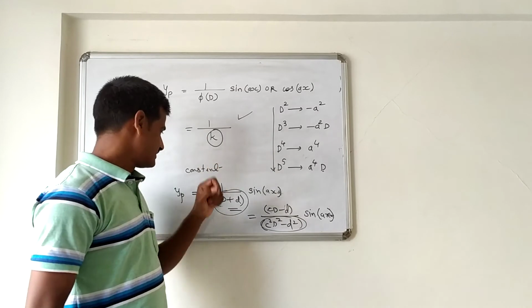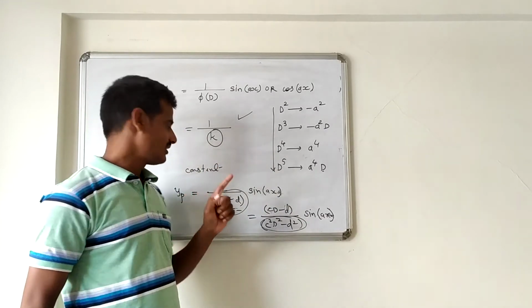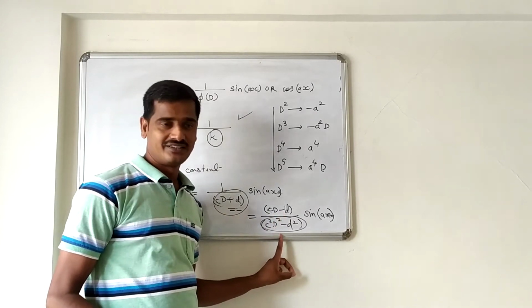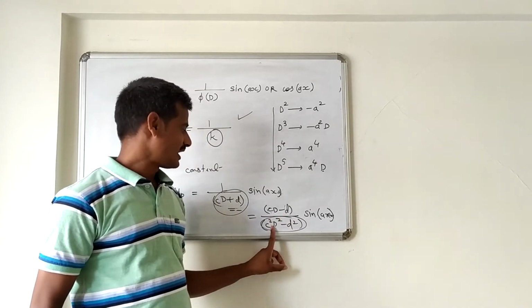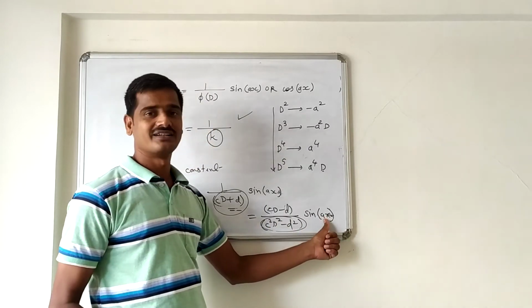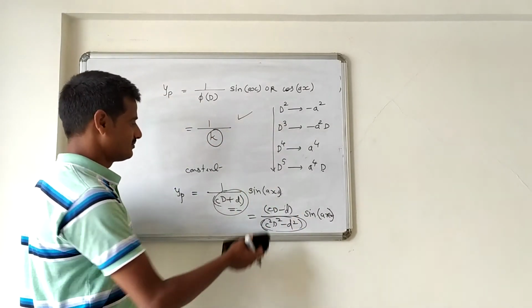And in the second case, if you get a linear factor, then always remember that you have to rationalize, so that you will get d square at the denominator, and you are able to substitute d square by minus a square. Okay. So we will discuss one example based on this technique.